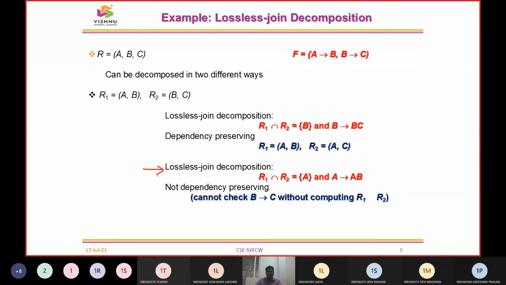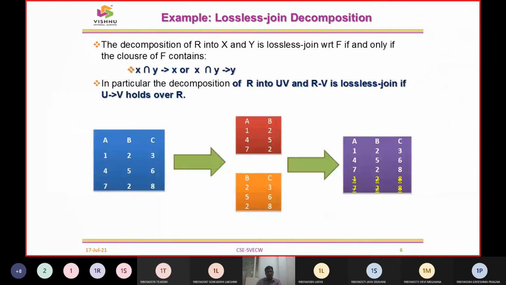As far as Boyce-Codd normal form is concerned, it is with lossless decomposition, but there is no dependency preservation. This was the third normal form where we have lossless join and dependency preserving. But as far as the Boyce-Codd normal form is concerned, there is no dependency preservation. Let us illustrate this, the lossless join decomposition.